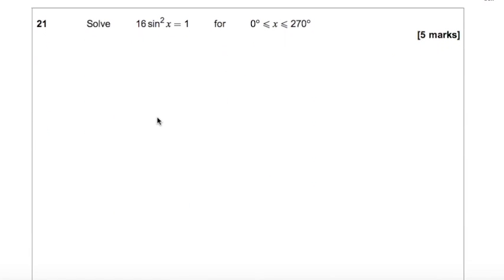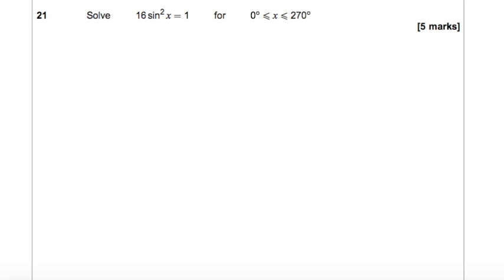Right, final question. Solve 16 sine squared x equals 1 between 0 and 270 degrees. So if you imagine this is like 16x squared equals 1, we've got to solve that in the same way and then solve the quadratic. So we'd start off getting x on its own, so we'd say x squared, but in this case sine x squared equals a 16th. And then we'd square root.